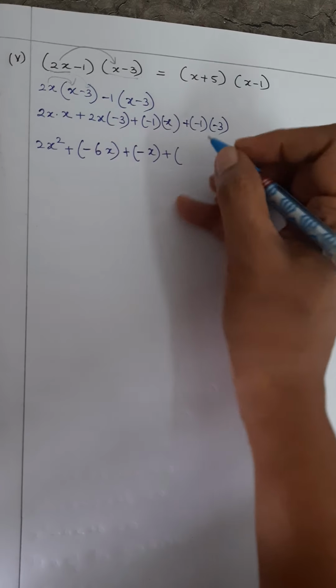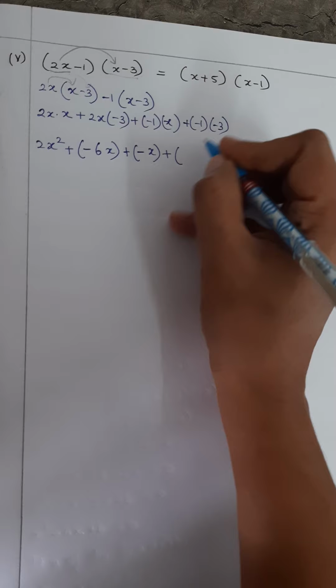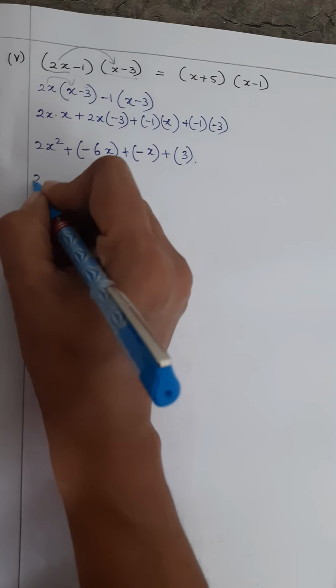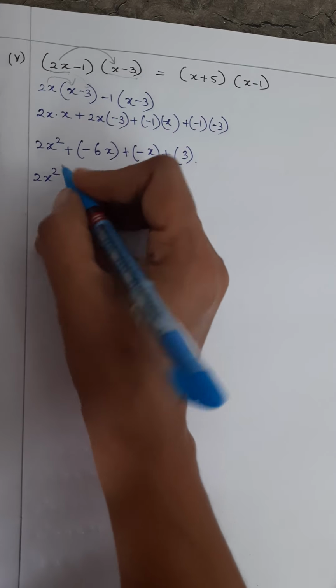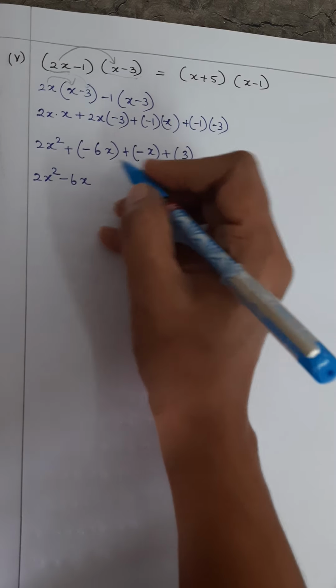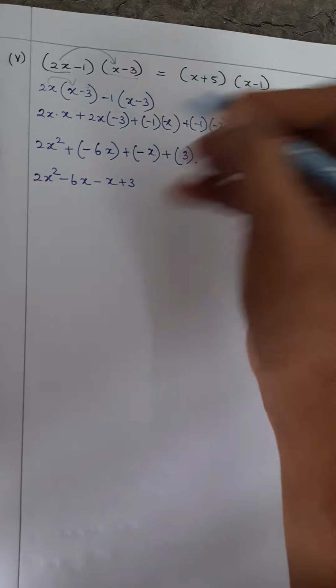Then what do we have? See here, minus into minus. What is minus into minus? Plus. 1 into 3 is 3. Alright, so this becomes 2x². Now let's remove the bracket and multiply. Plus into minus is minus 6x and then plus into minus is minus x plus 3. This is on the left hand side.